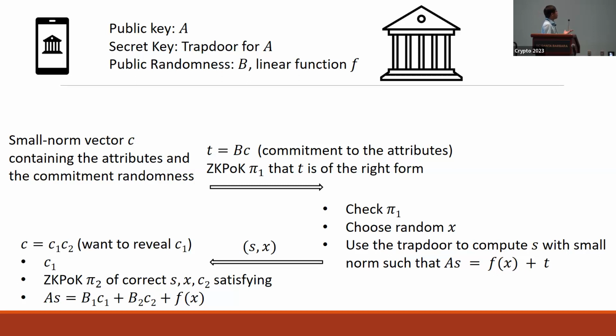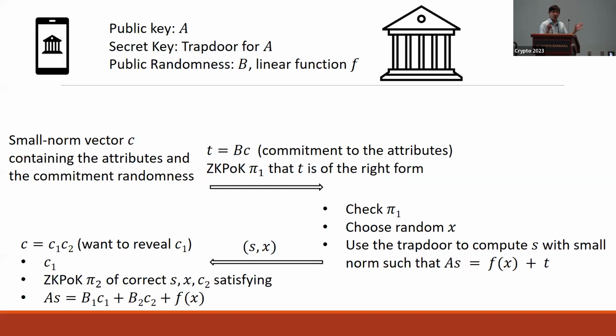And suppose we want to reveal C1, but keep C2 secret, let's say the date of birth and the address. Then the user gives a zero knowledge proof pi2 of the correct credential S and X and also the C2 such that AS is equal to BC, which is now split into B1 C1 plus B2 C2 plus f of X.